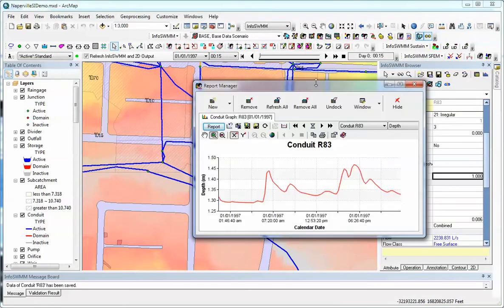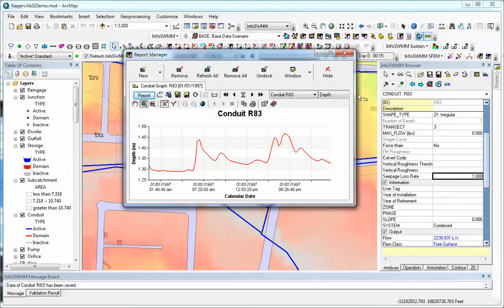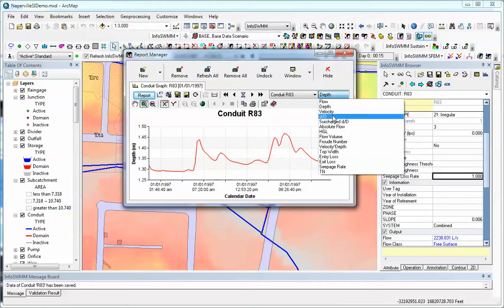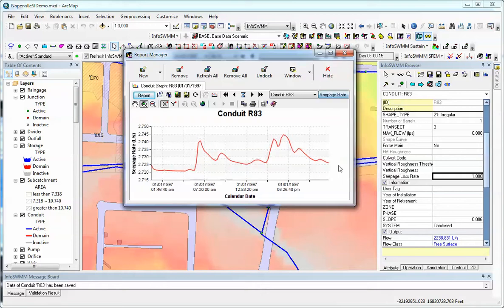So if you click on here, you can see a variety of things for the conduits. You can see the depth, velocity, d over D, and down here we have the seepage rate. The seepage rate is the flow in liters per second that goes out the sides of the link.